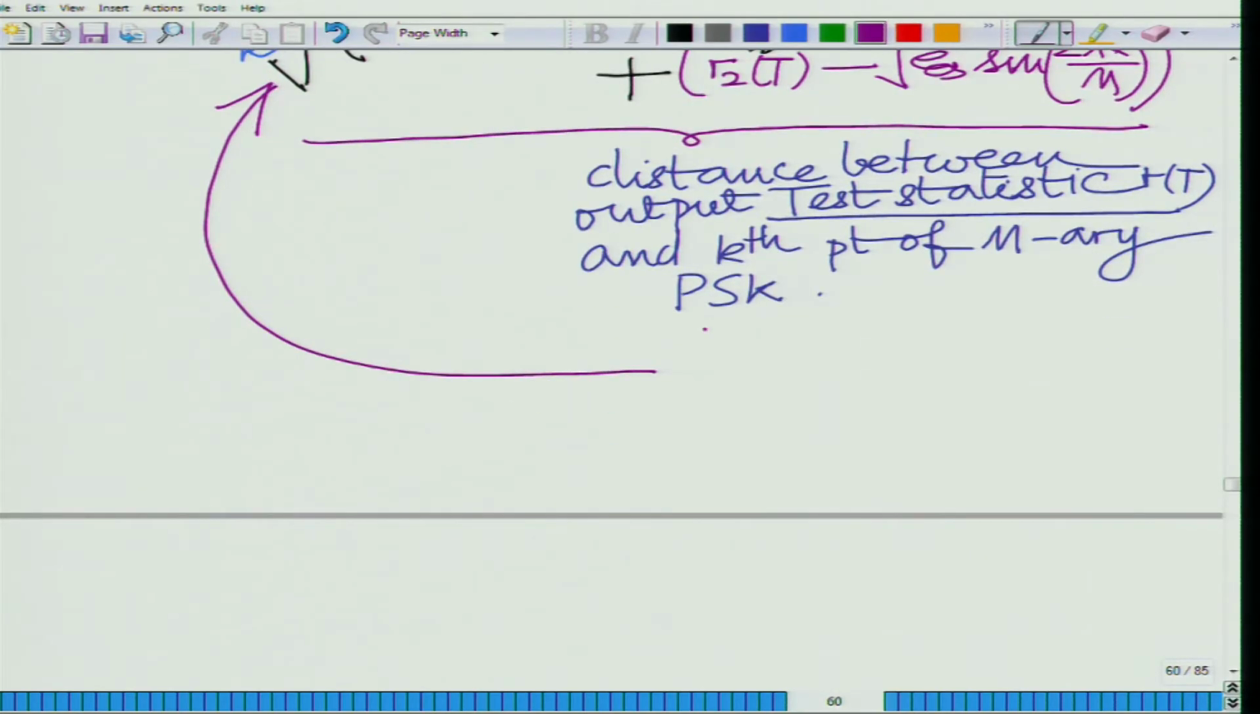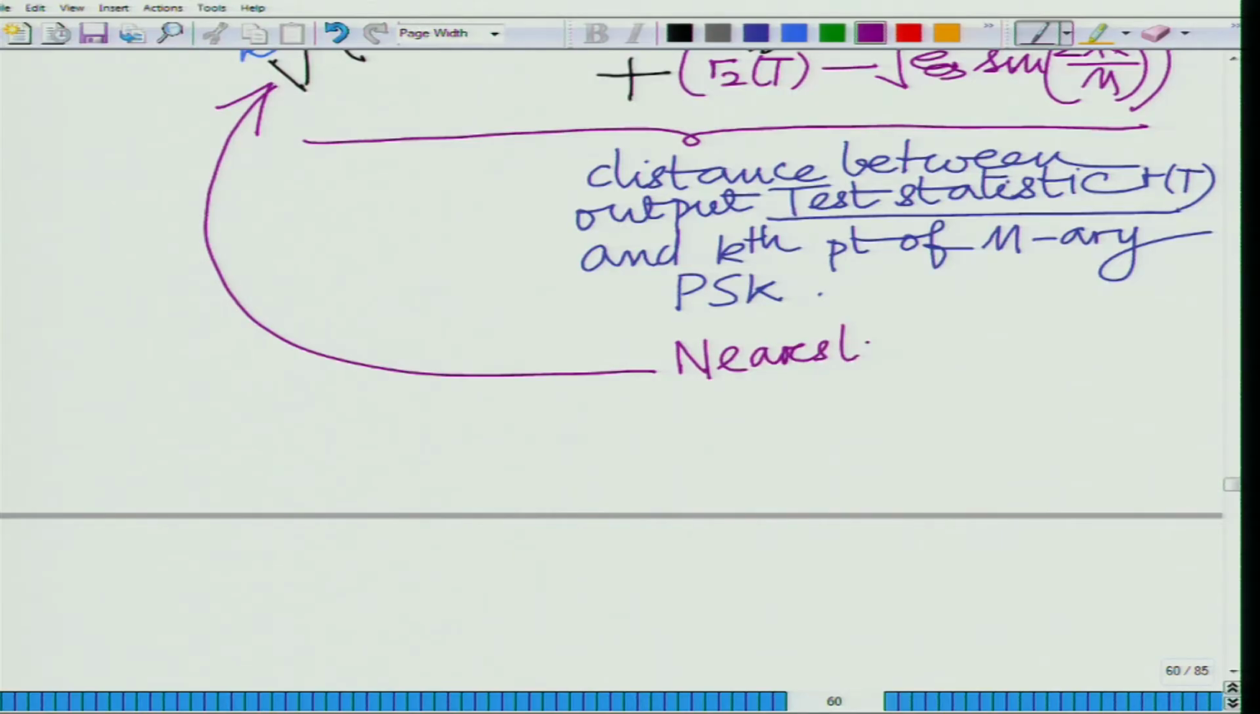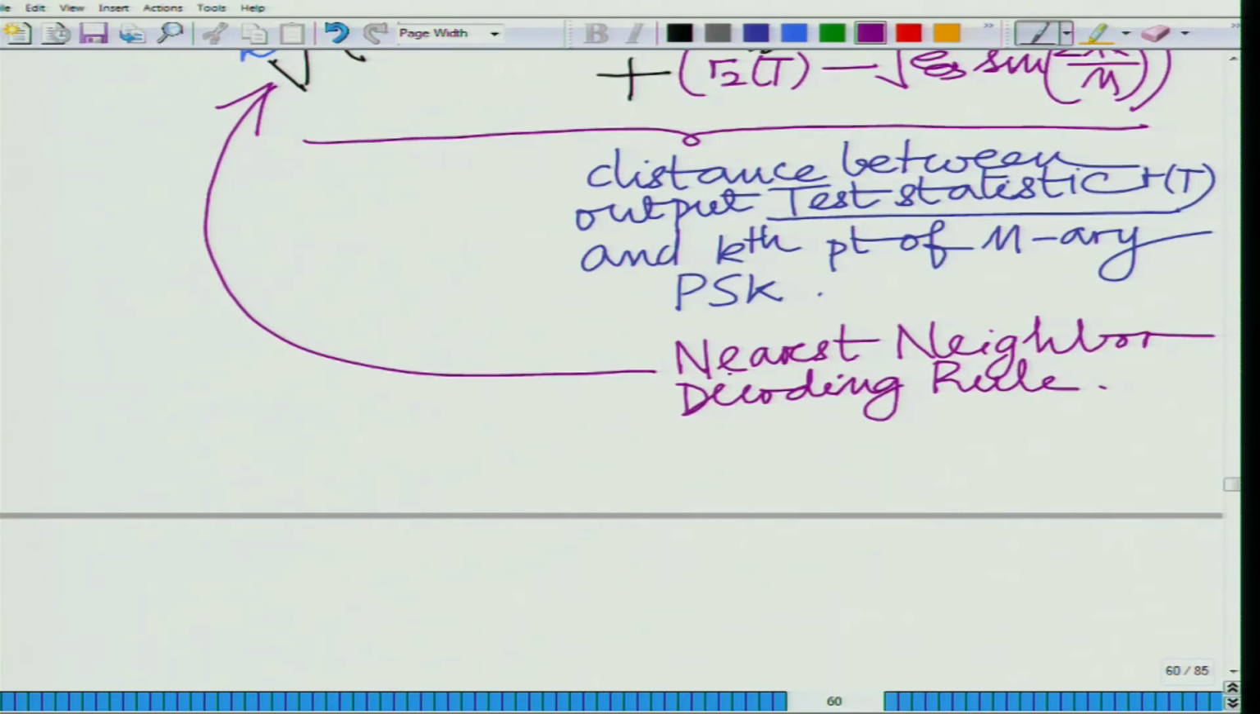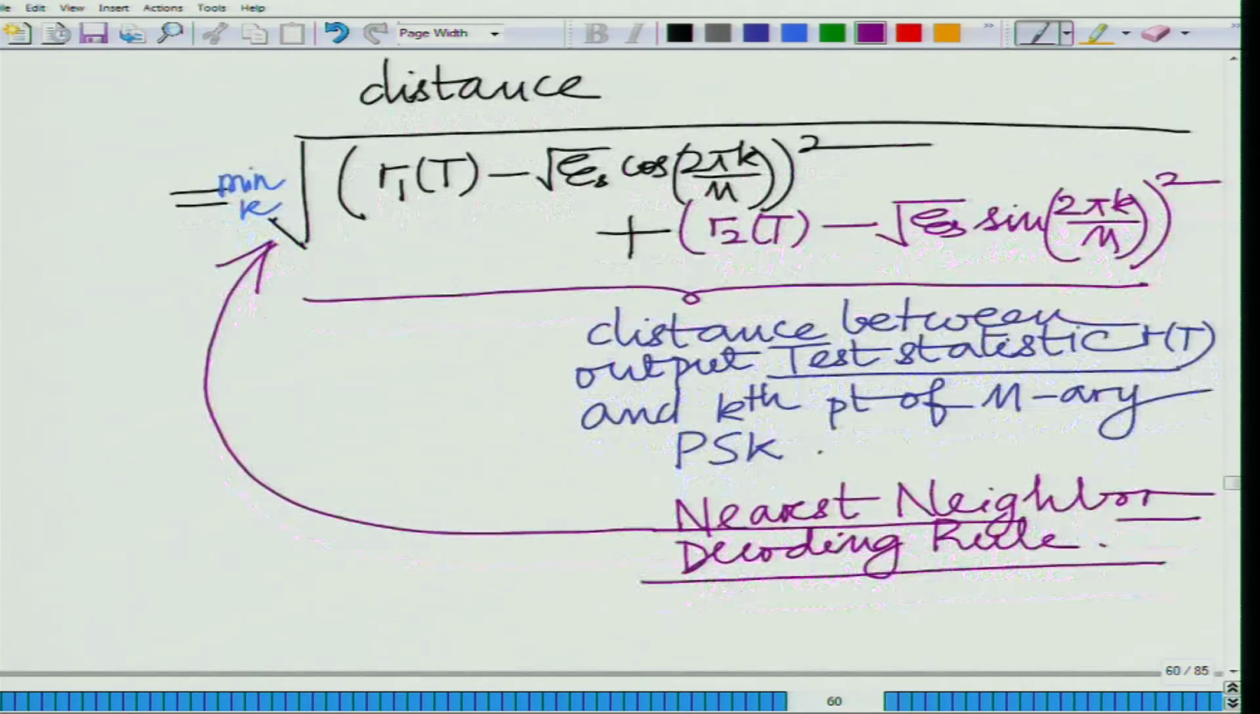Remember, we have already seen this, I had explained this informally in the context of PAM, QAM, etc. This is nothing but the nearest neighbor decoding rule. So, that is the decision rule for M-ary PSK.